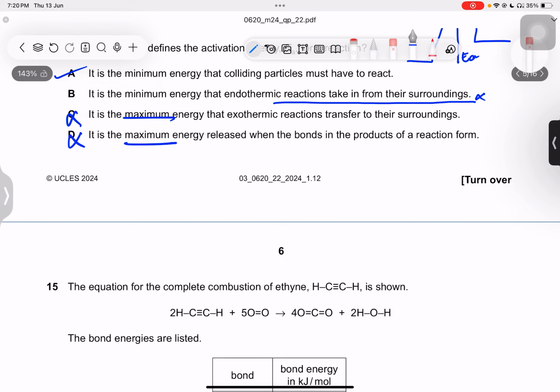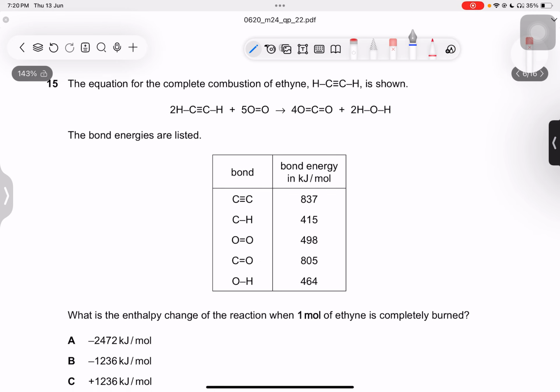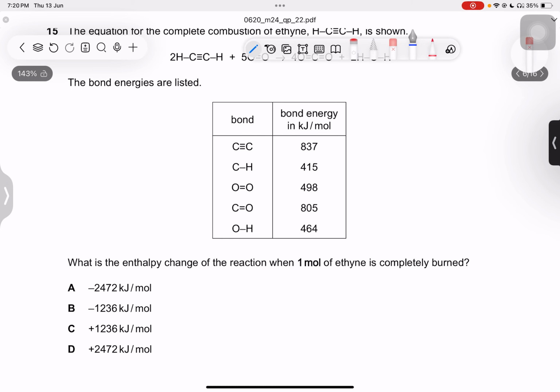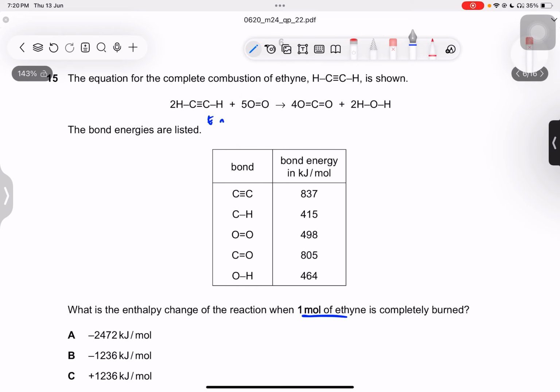The equation for the complete combustion of ethane is shown. The bond energies are listed. What is the enthalpy change of the reaction when 1 mole of ethane is completely burned? So energy absorbed minus energy released gives us the enthalpy change. And this is given for 2 moles. So if we find the enthalpy change for this reaction and then divide this by 2, we will get the enthalpy change for 1 mole.